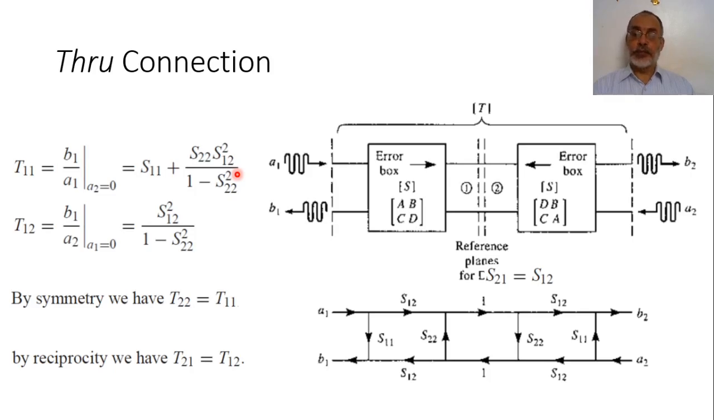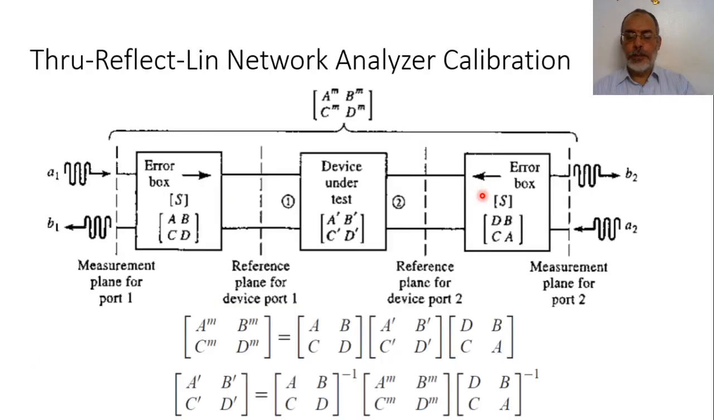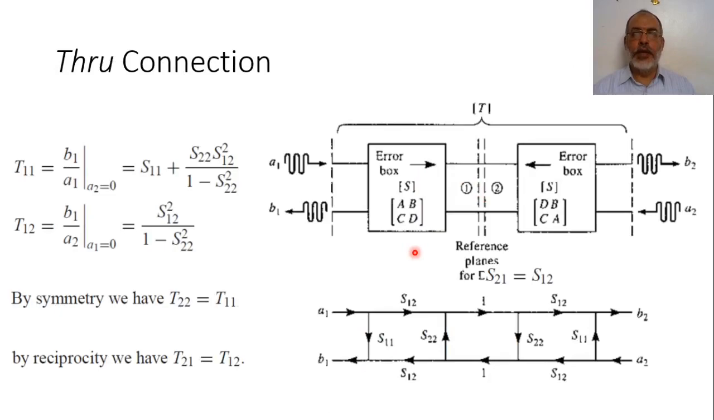The simplest calibration step is the through. The through means that we are going to connect port 1 to port 2 directly. In the through connection, we can represent the error box by the signal flow graph, with nodes A1, B1, A2, B2, and the other box, with A2, B2.